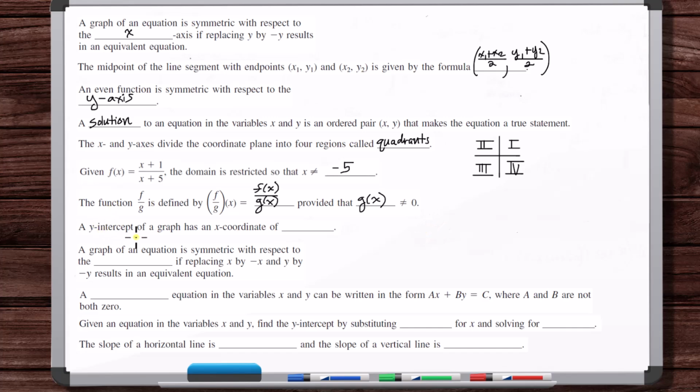The y-intercept of a graph has an x-coordinate of 0. The y-intercept, where does the graph intercept the y-axis? Where does it intercept the y-axis? That's when x is equal to 0.